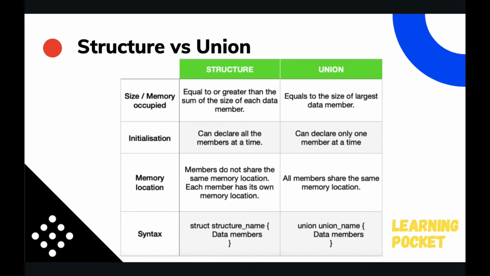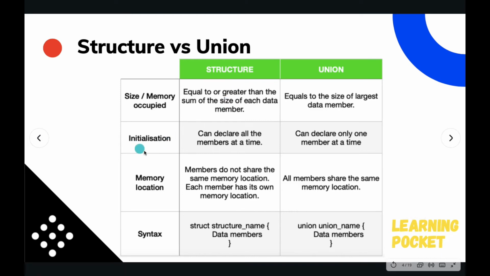For example, if a union has a double and a character, the character stores 1 byte in memory, whereas a double stores 8 bytes. So the size of the union will not be 9, it will be 8, whereas in the case of a structure it would be 9 or greater than 9.